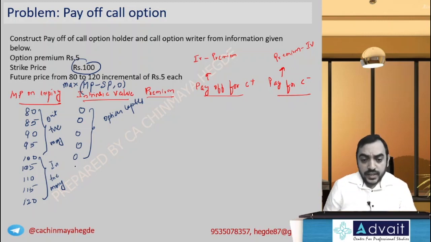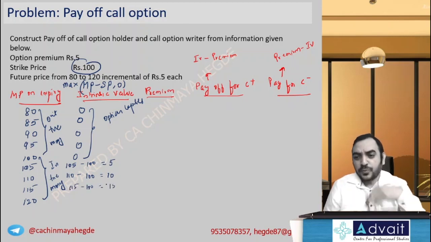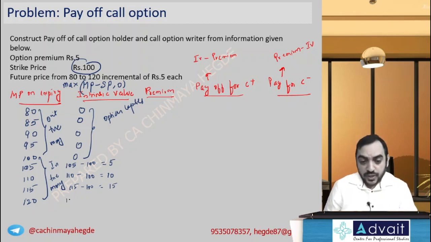Okay, now the next one, 105. Market price 105 minus 100, sorry, means you get 5. 110 minus 100 means you get 10. Then 115 minus 100, you get 15 rupees. So for every 5 rupees increase, you get 5 rupees more. 120 minus 100 is 20.